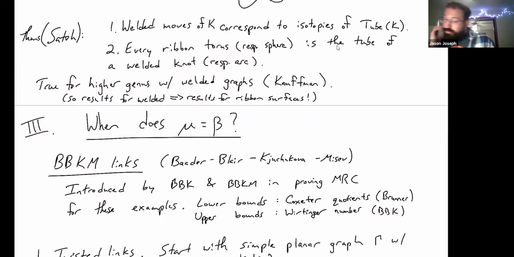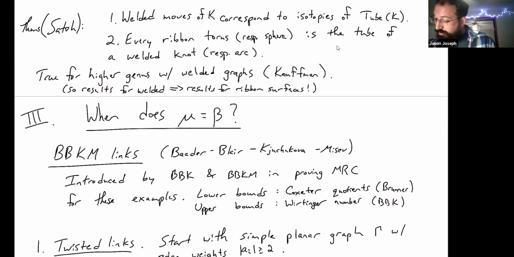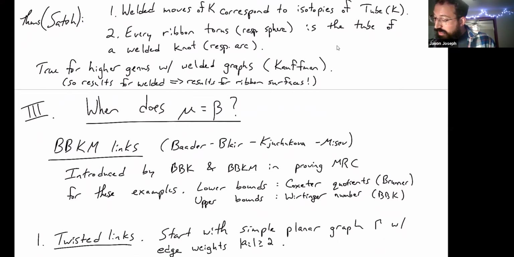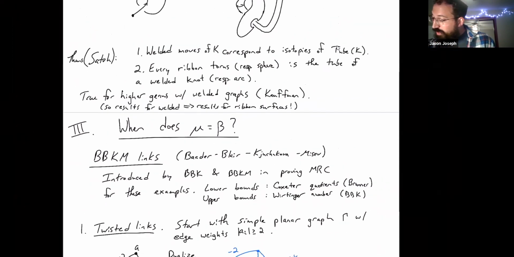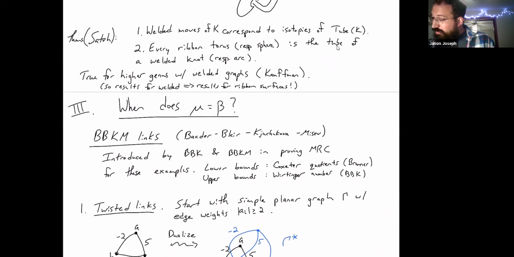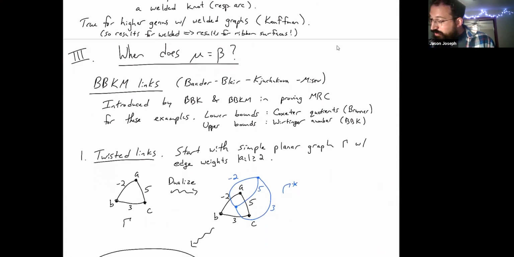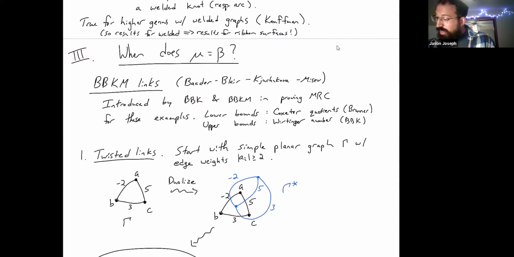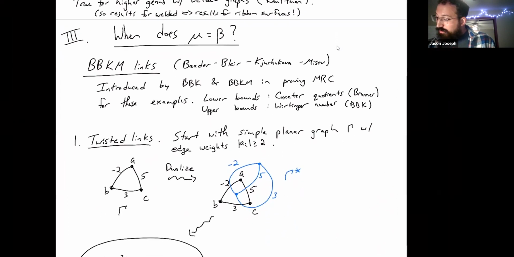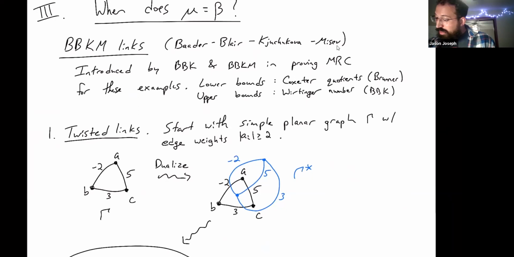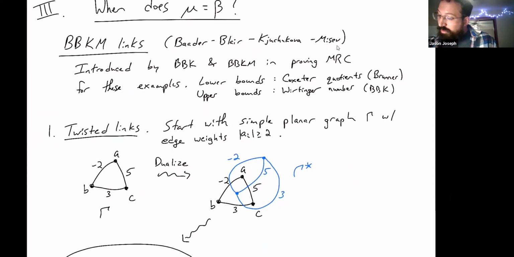So this first family I'm going to talk about is called twisted links, and I'm just going to show one by example. And this construction, by the way, is due to Brunner. So you start with a simple planar graph with edge weights, at least 2, and then so this is my simple planar graph.